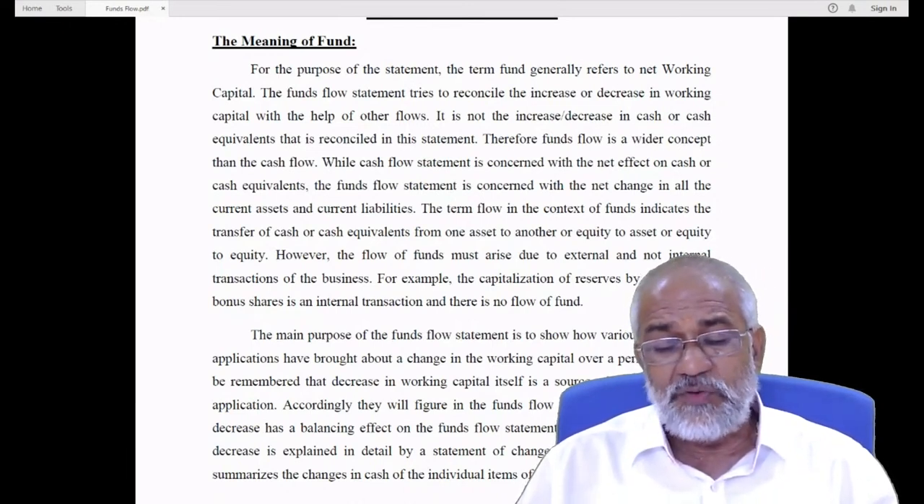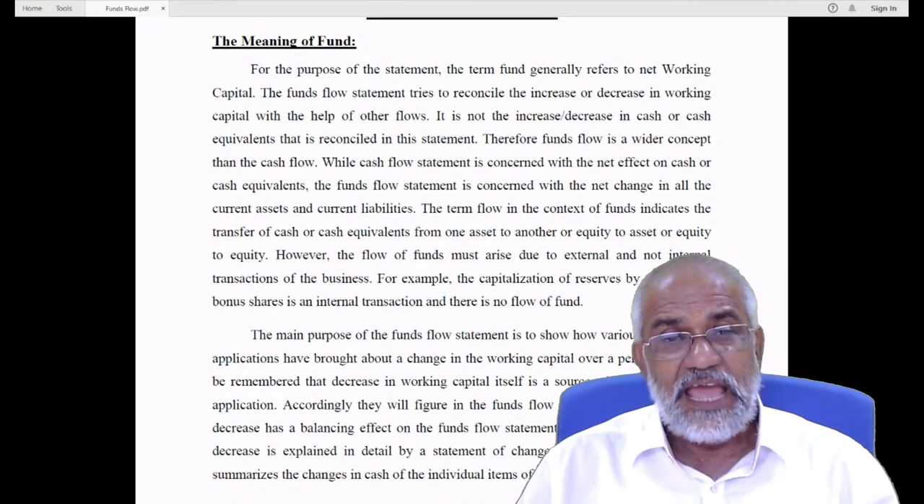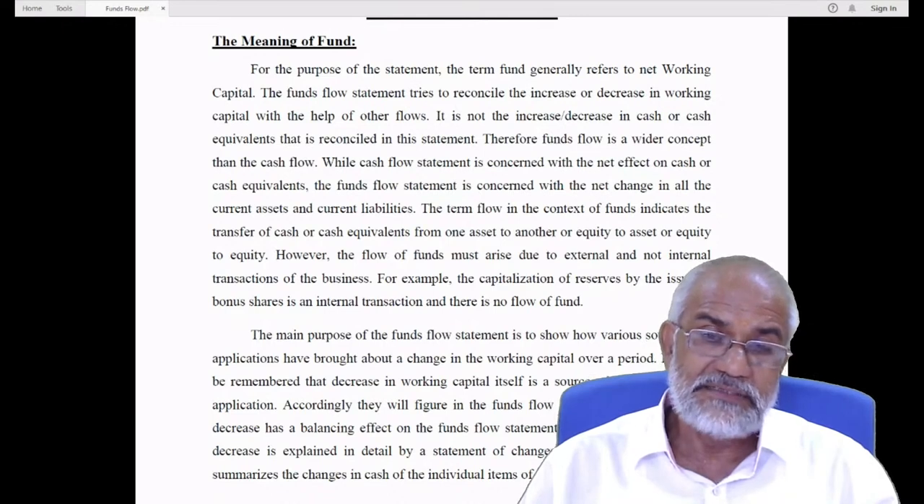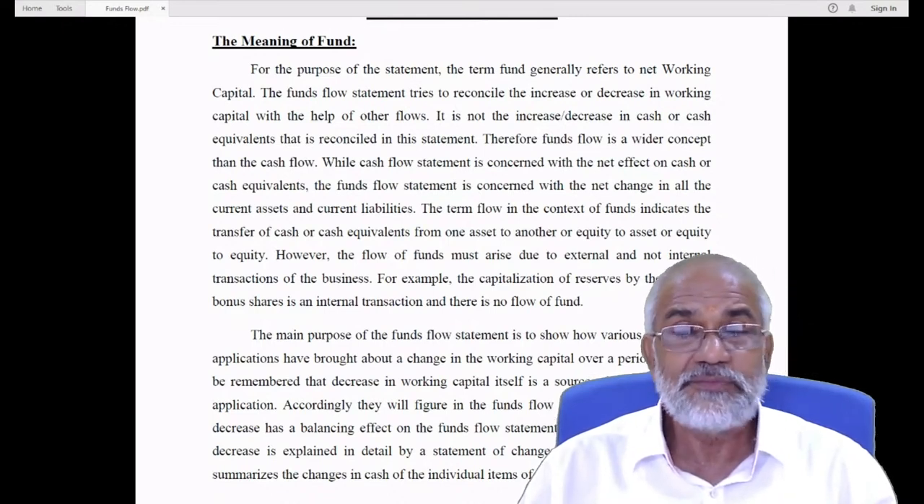So the balance sheet speaks about the position of assets and liabilities, and the income statement speaks about the profitability of the organization. Then what is the utility of preparing the funds flow statement?